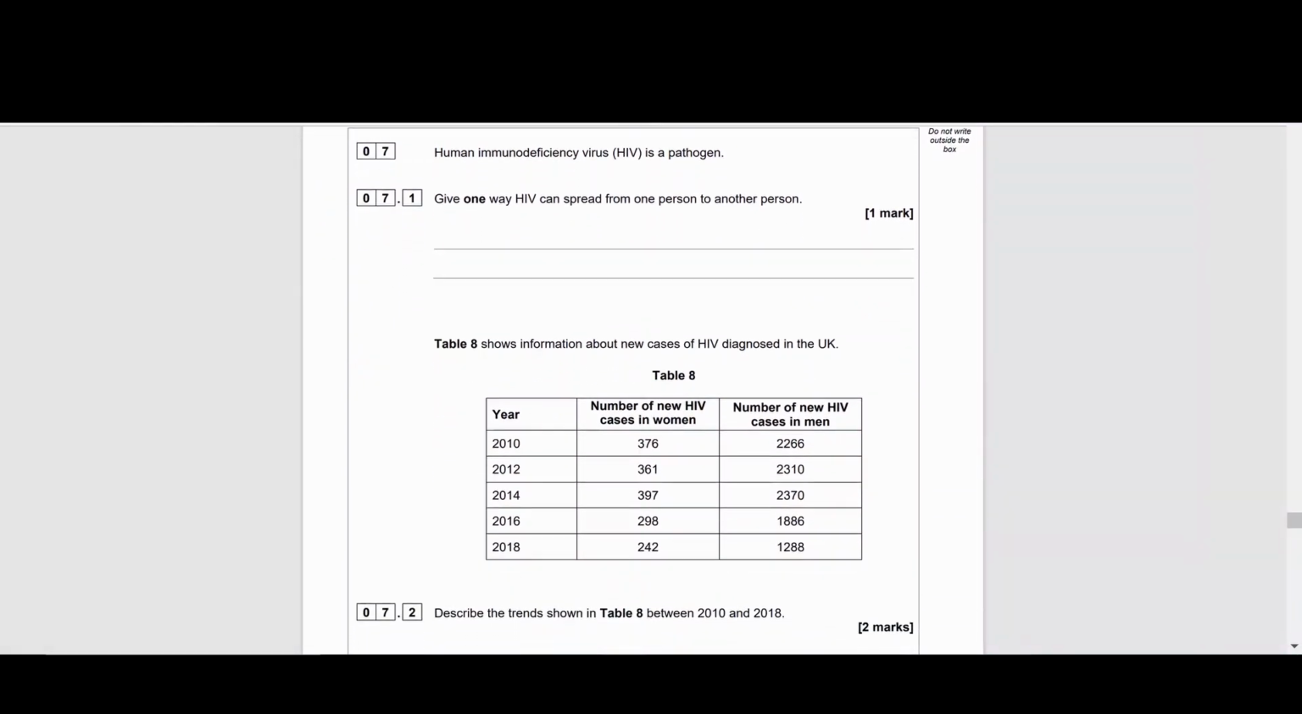Question 7. Human immunodeficiency virus, HIV, is a pathogen. Give one way HIV can spread from one person to another person. Well, remember, we only need to give one way. Just make sure that we don't give more than one, or else we could prevent ourselves from getting a mark. So HIV, one main way it can spread is through sexual contact. But if the question was two ways, the other way would be through bodily fluids.